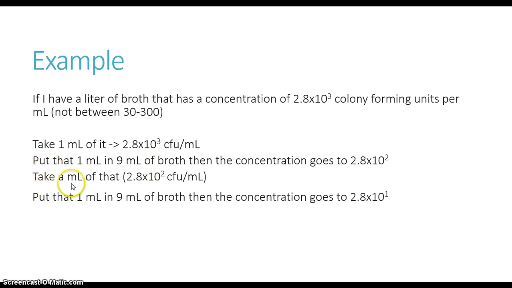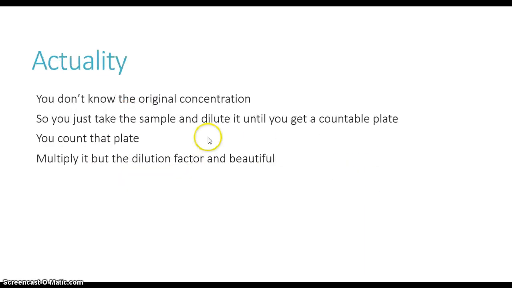Now, furthermore, if you take a milliliter of this and then put it into 9 more milliliters of broth, then the concentration goes to 2.8 times 10 to the first, which is 28, which is less than 30. So doing this dilution allows you to bullseye a number, like I said, that is between 30 and 300.